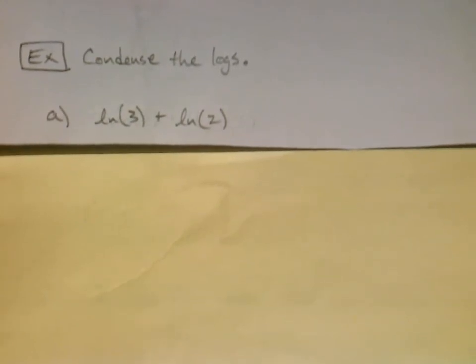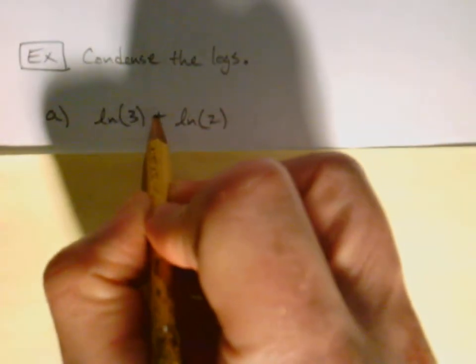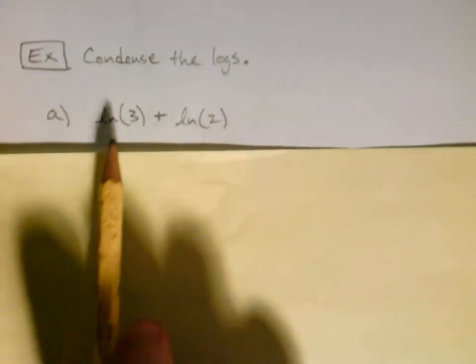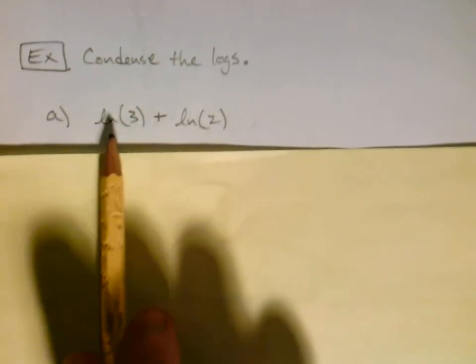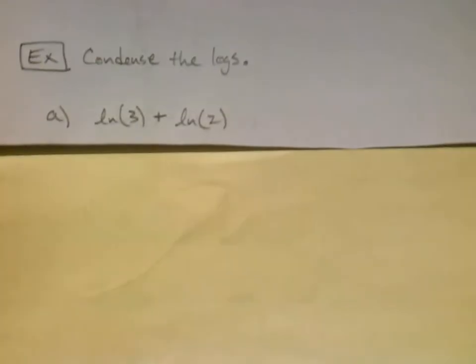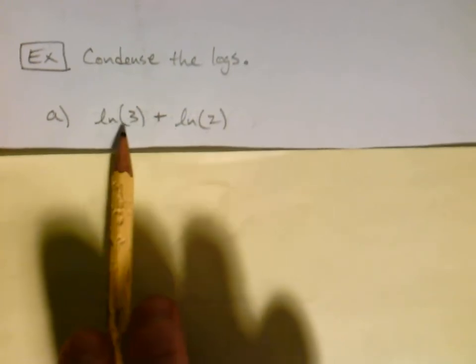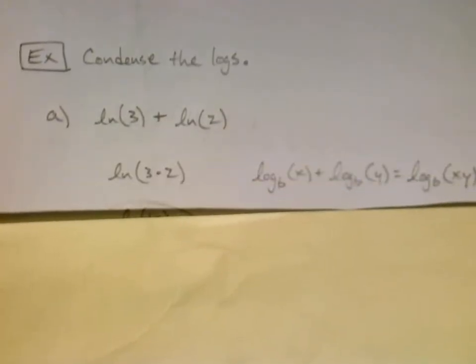The natural log of 3 plus the natural log of 2. So by condense, we'd like to write it simpler with fewer terms. Okay. So property number 4 talked about adding, right? So if we're adding 2 logs and they have the same base, we can combine them into a single, in this case, natural log, if we multiply the 2 arguments.